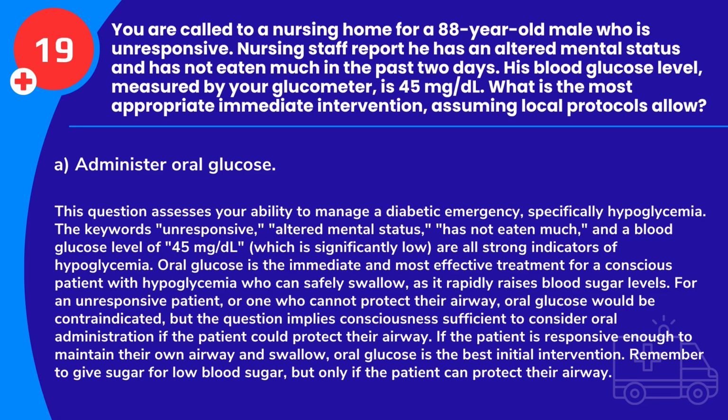For an unresponsive patient, or one who cannot protect their airway, oral glucose would be contraindicated, but the question implies consciousness sufficient to consider oral administration if the patient could protect their airway. If the patient is responsive enough to maintain their own airway and swallow, oral glucose is the best initial intervention. Remember to give sugar for low blood sugar, but only if the patient can protect their airway.